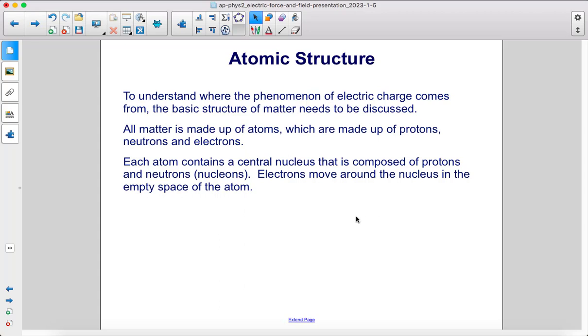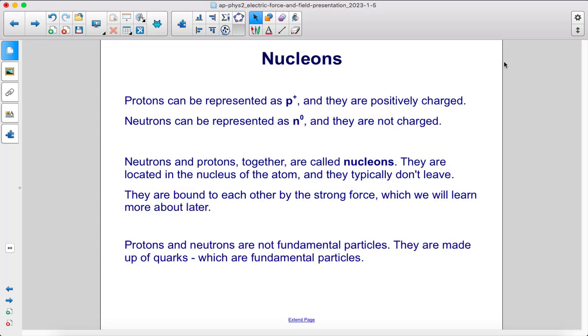Electrons move around the nucleus in the empty space of the atom. Protons can be represented as p+, and they're positively charged. Neutrons can be represented as n^0, and they are not charged. Neutrons and protons together are called nucleons. They're located in the nucleus of the atom, and they typically don't leave. They're bound to each other by the strong force, which we will learn more about later.